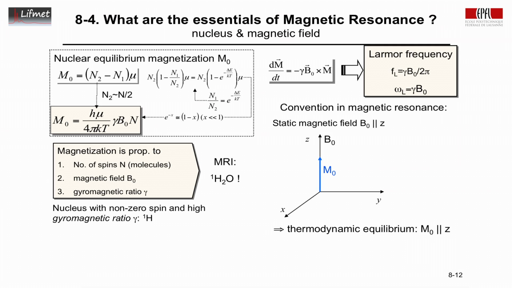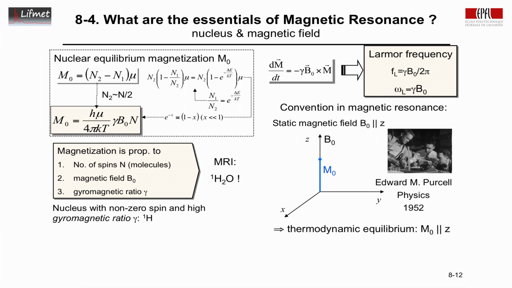The thermodynamic equilibrium magnetization is always parallel along Z. And I want to give credit here to Ed Purcell, who discovered nuclear magnetic resonance and received the Nobel Prize for Physics in 1952.